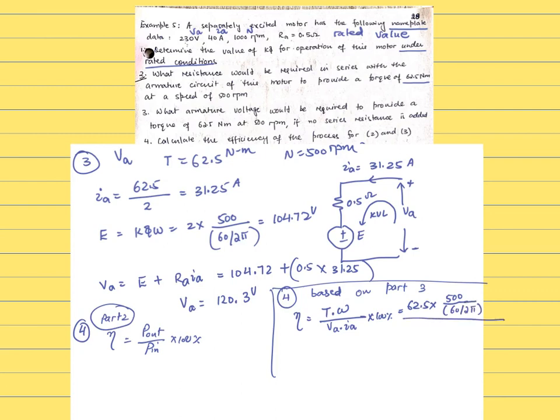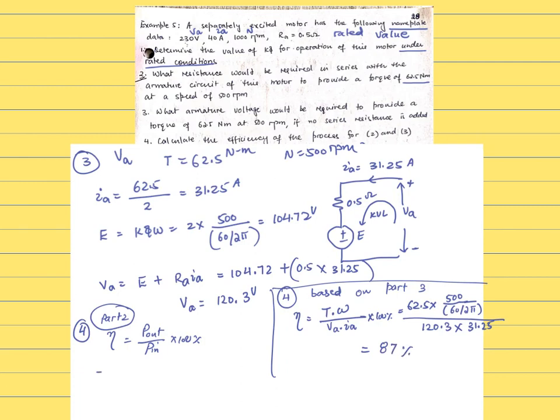Divided by VA was calculated 120. IA was 31.25. So in part 3, the efficiency comes to 87%.